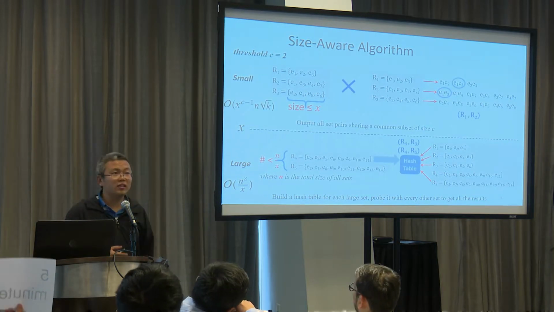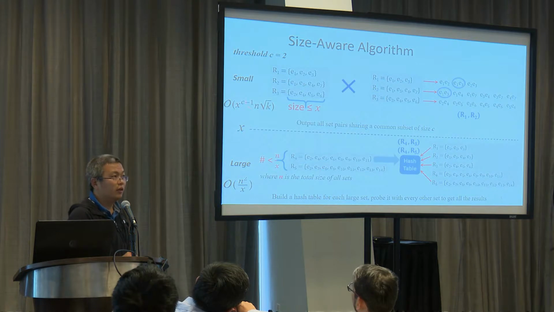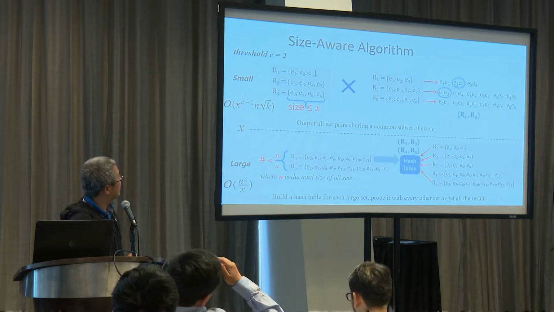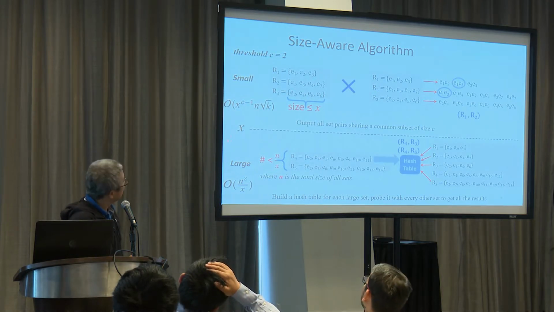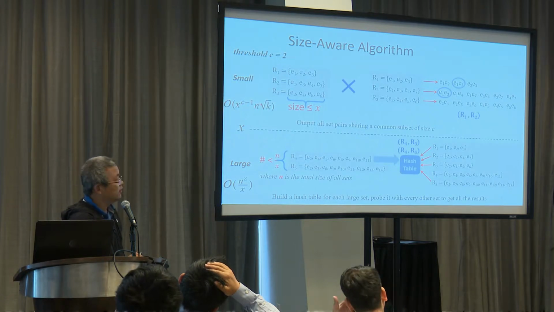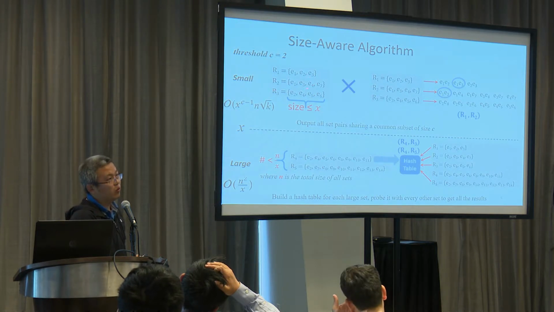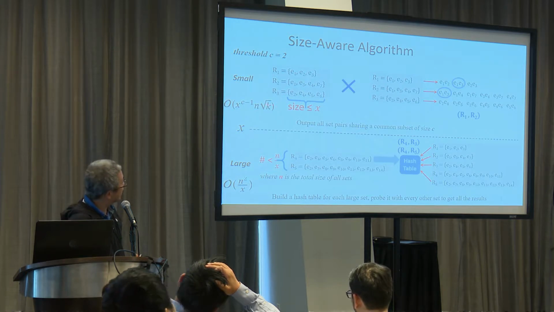For the small sets, we just need to enumerate all the c-subsets. For example, if the size is x, the complexity is x to the c. But we know that the sum of all the set sizes is at least n, so the complexity is x to the c minus 1 times n. Next, we need to enumerate the inverted lists. Suppose the number of results is k, then the longest inverted list is at most the square root of k.